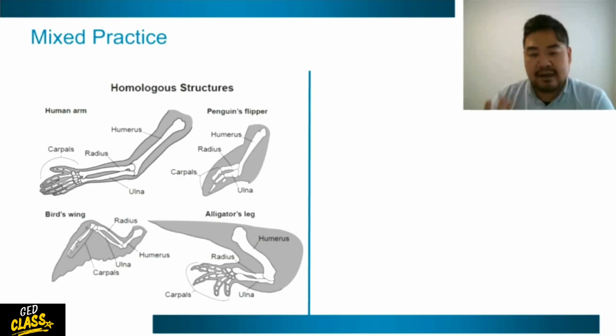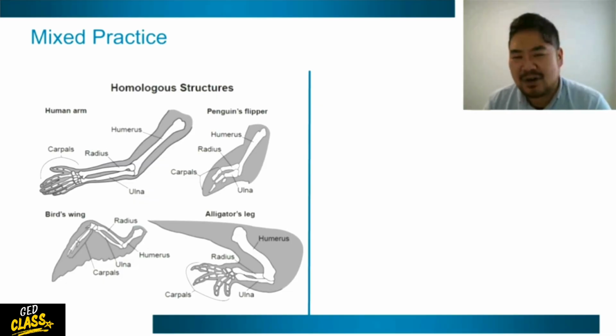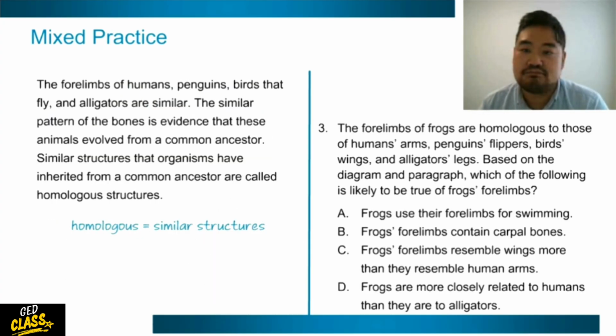And then we see this diagram of homologous structures with the human arm, the penguin's flipper, the bird's wing, and the alligator's leg. Don't sit there and try to memorize all this stuff about the carpals and the radius and the humerus and the ulna. Don't waste time doing that. Instead, what is the point of this diagram? What is the point of this illustration? Simply this: to give us some examples of how these are homologous structures. We see the similarity in those structures. Now let's take a look at the questions.